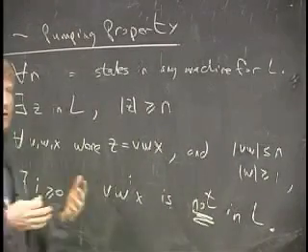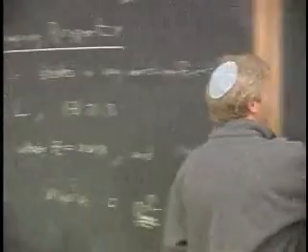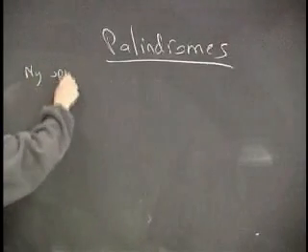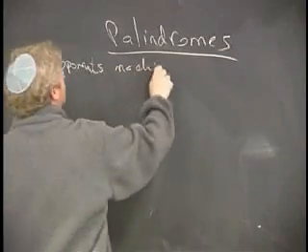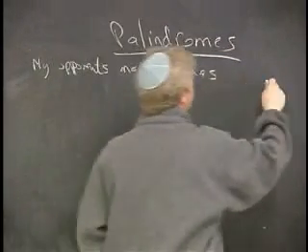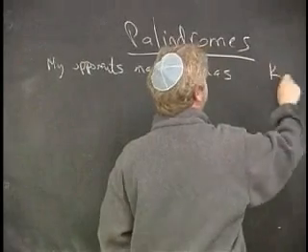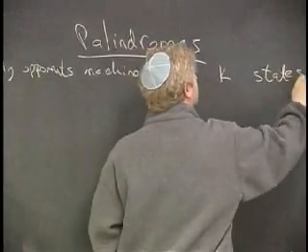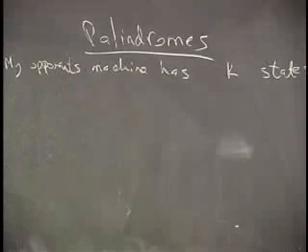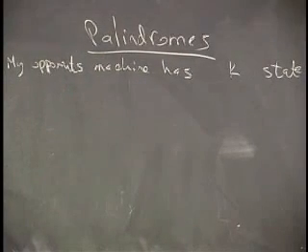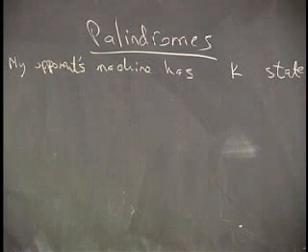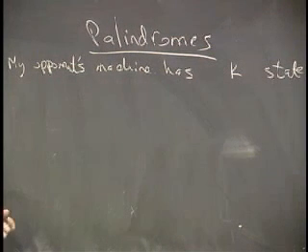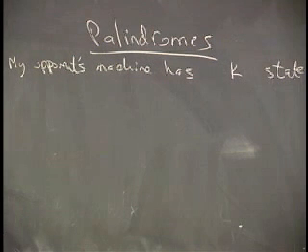Okay, so here's how I would write it. My opponent's machine has, let's call it k states. Okay? That's the for all. I have to be able to handle any number. Here I called it n, here I call it k. My opponent's machine has k states. You want to do it with an actual number like 50, or is k okay? K is all right? All right, my opponent's machine has k states.